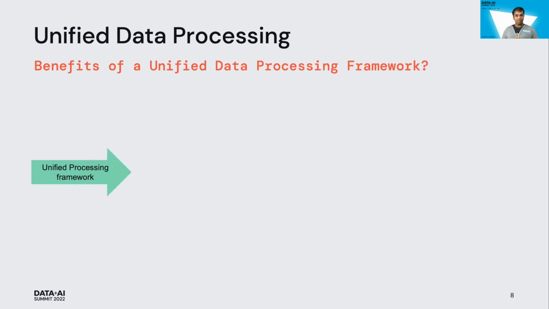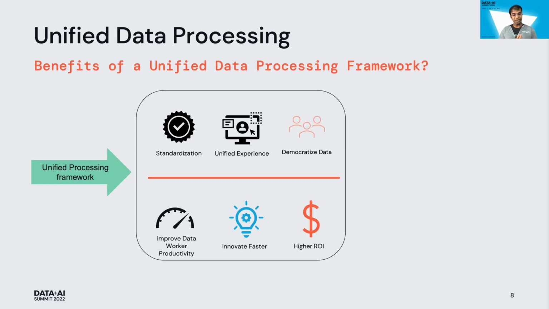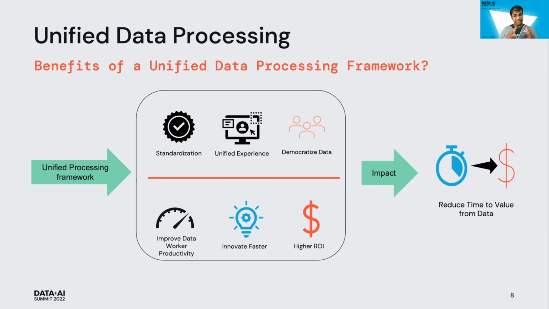Now, what are the benefits of this approach? A single standard for processing, it would bring a single standard for both batch and streaming. The data worker will have one unified experience that would democratize the data, as the data would be more accessible. This will improve the data worker productivity, thereby you will be able to innovate faster. You will have higher return on your investment. Now, the net impact of all this is that you will be able to derive value out of your data in a much, much faster manner.